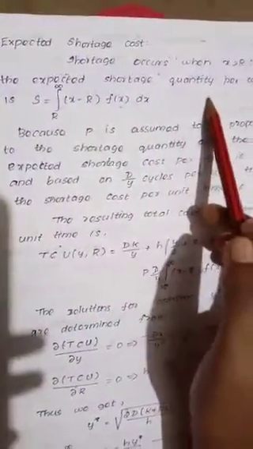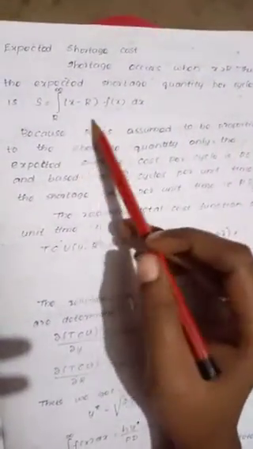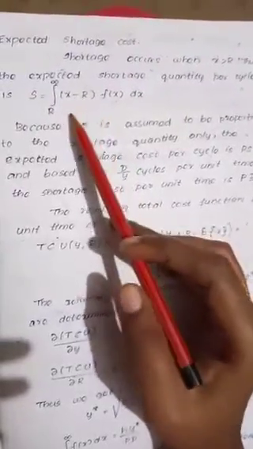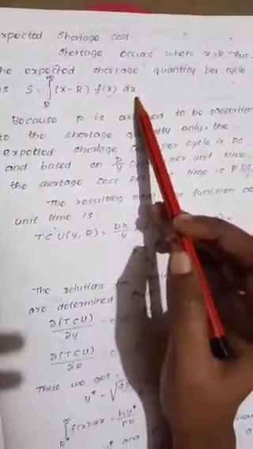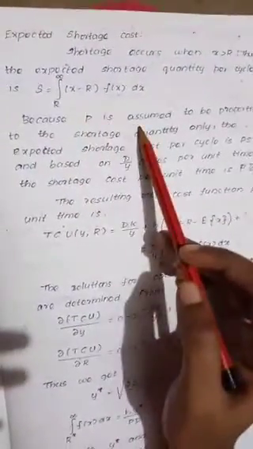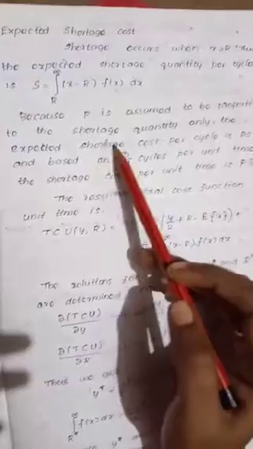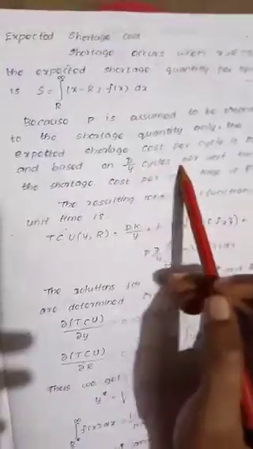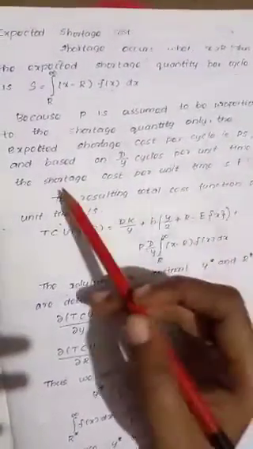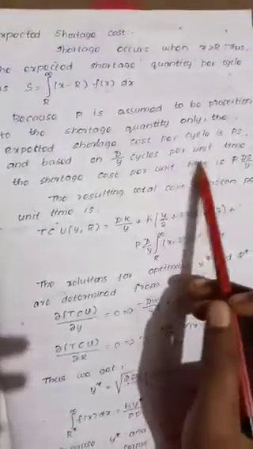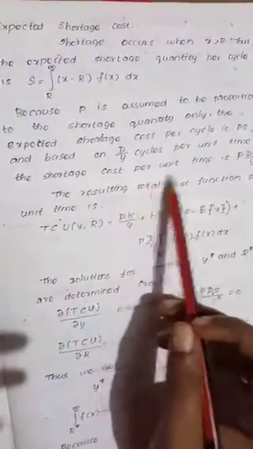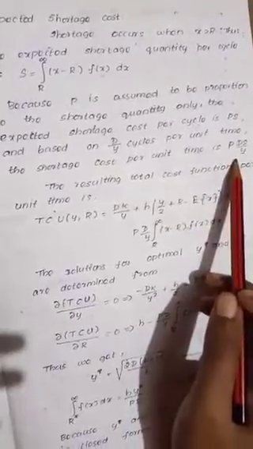Next, third one, the expected shortage cost. Shortage occurs when demand exceeds R. The expected shortage quantity per cycle is S = integral from R to infinity of (x − R) f(x) dx, because p is assumed proportional to the shortage quantity only. The expected shortage cost per cycle is pS, and based on D/y cycles per unit time, the shortage cost per unit time is pDS/y. Therefore, the shortage cost is equal to pDS/y.